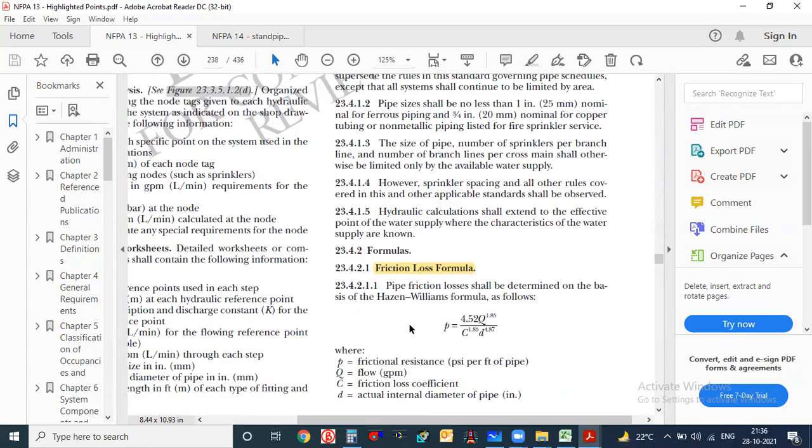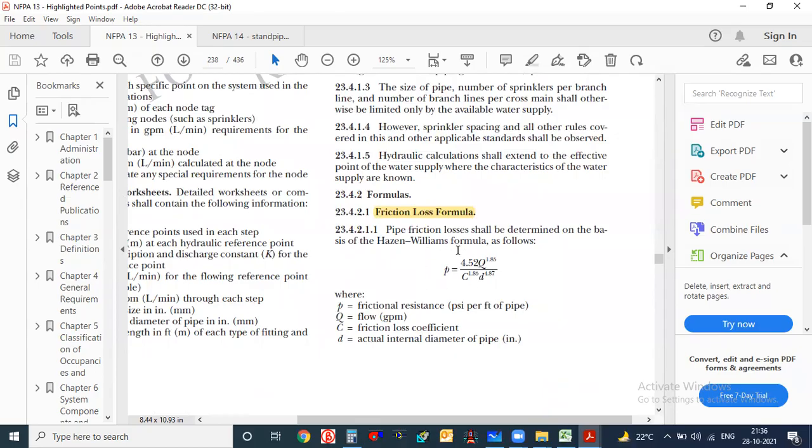Now here they have given the friction loss formula. This is the Hazen-Williams formula. Pipe friction losses shall be determined on the basis of the Hazen-Williams formula as follows. So whenever we are doing the hydraulic calculation, this is the formula we are going to follow in our manual hydraulic calculation. But I think in the Allied software also, the formulas are fed in. We don't have to do any calculation, we just need to input the values. The software will automatically do the calculations. But this is the formula.